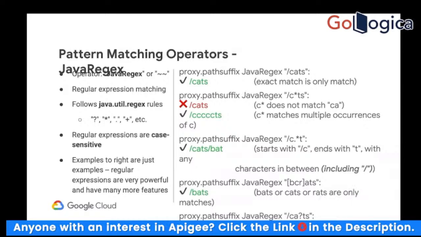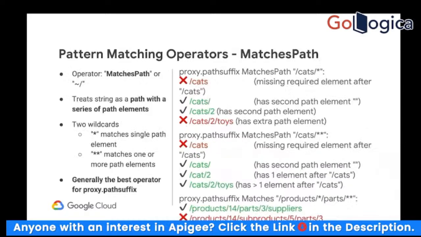Next is the matches path operator. Either you can use the words matches path, or you can use the operator sign like this. Here matches path will usually be used with star or double star. If you are using slash star, so after cats you have a slash and then a star, it will not match with cats, because it will look for the slash also. So cats should have a slash. That's why it will not match this. But if it is cats slash, if the slash is there, then it will match.